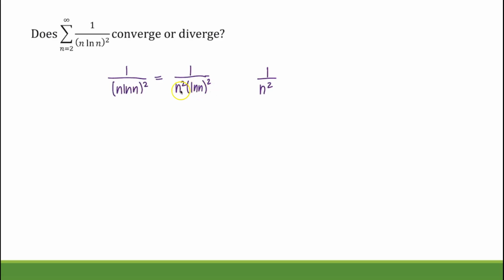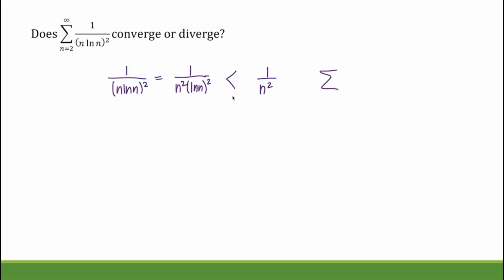I mean, we both have n squared on the bottom, but this n squared is being multiplied by natural log of n squared. So this denominator is going to be bigger. If I have a bigger denominator, that overall is a smaller fraction. So let's see if that helps us.